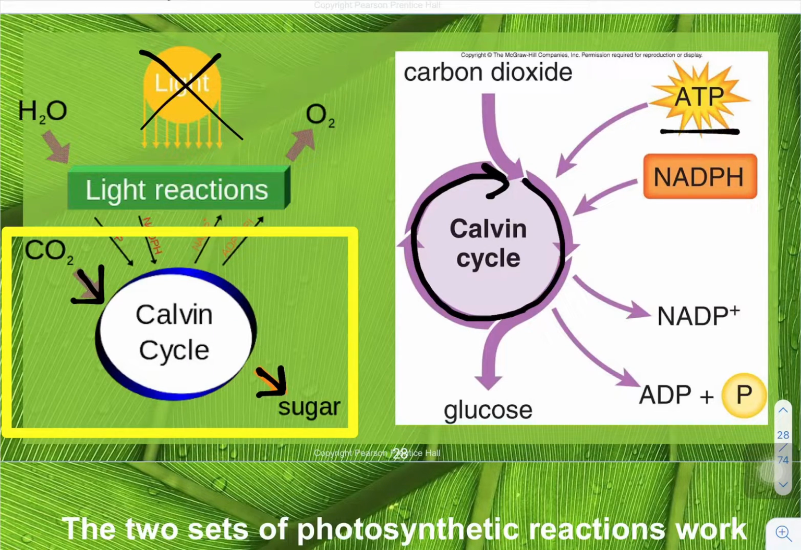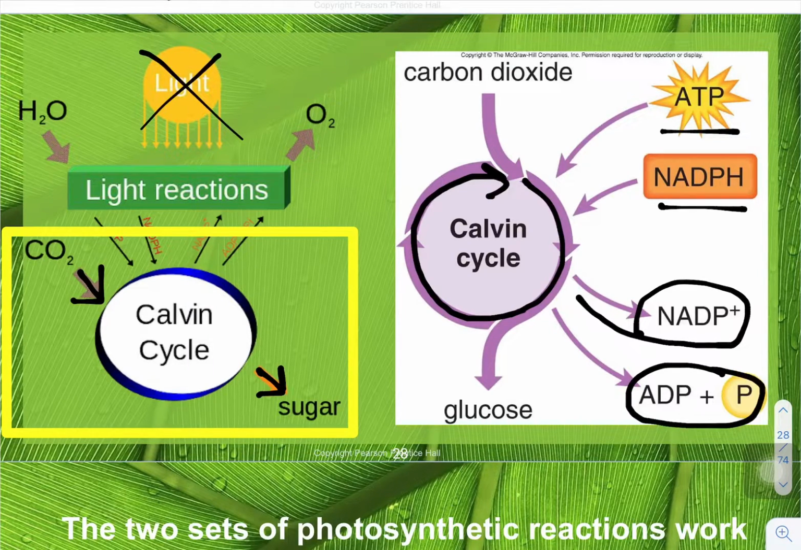These energy carriers, ATP and NADPH, have all kinds of energy in them. They drop their energy off at the Calvin cycle, and then they leave as the low energy versions, NADP plus and ADP plus an extra phosphate, that third phosphate that got ripped off when the energy was used. And these two molecules are going to go back up to the light-dependent reactions in order to get recharged by the sunlight.